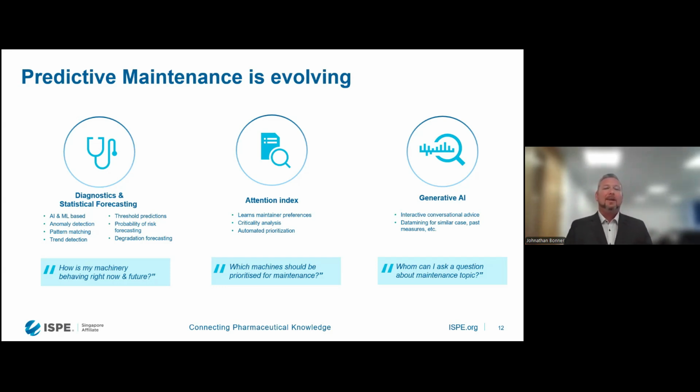And with technology being where it is, and the huge boom in generative AI functionalities, generative AI and large language models have really revolutionized the predictive maintenance space, really making the information accessible to everyone, and also giving the ability to ask questions to the system which is doing the monitoring for you.